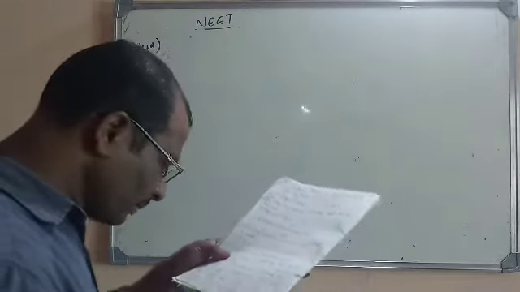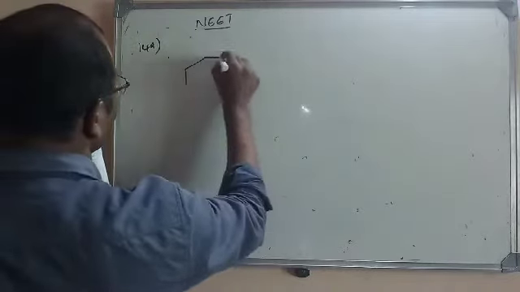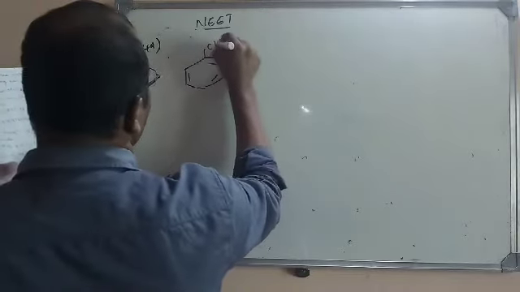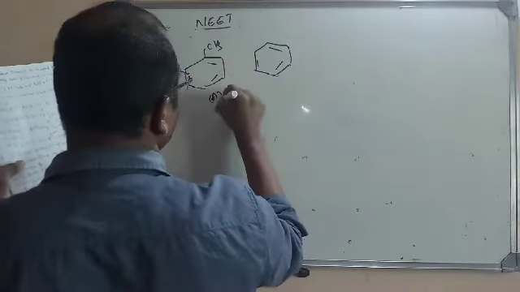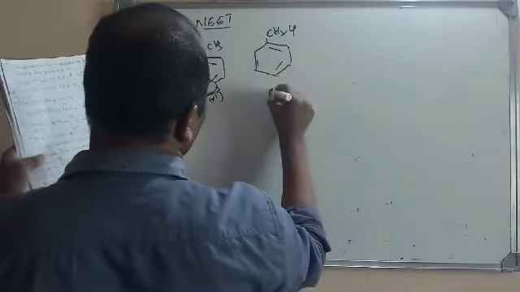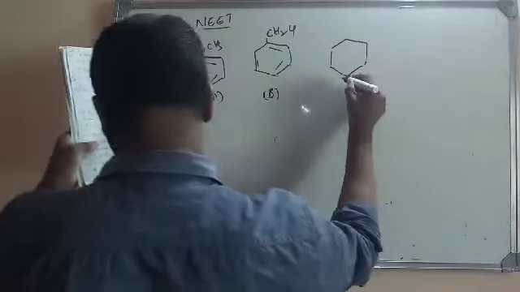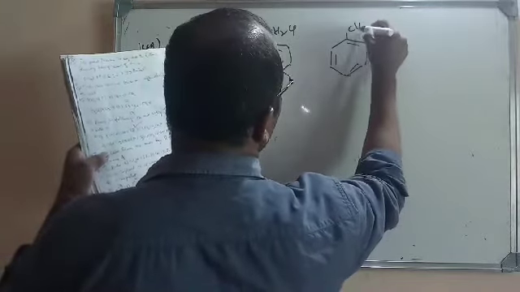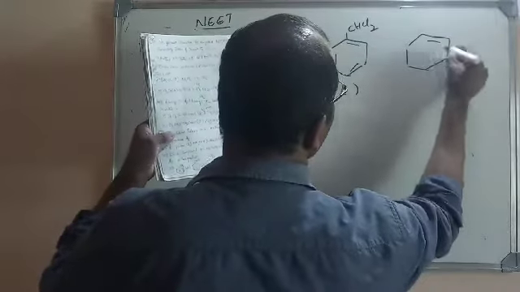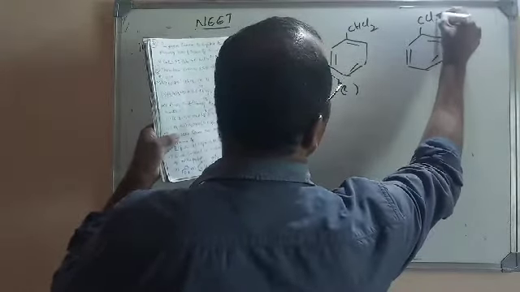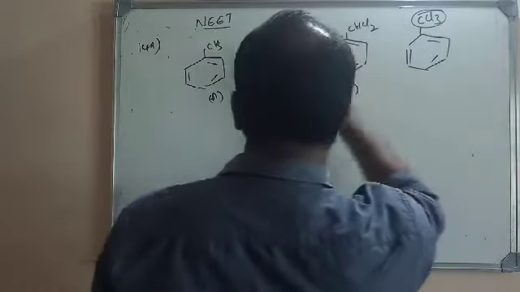So if you take the first one, methylbenzene, I will write the structure so that you can understand here. That is CH3 on the benzene ring, the first option. Here we have CH2Cl on the benzene ring, and the third option we have CHCl2. This is C, and the last option we have CCl3.